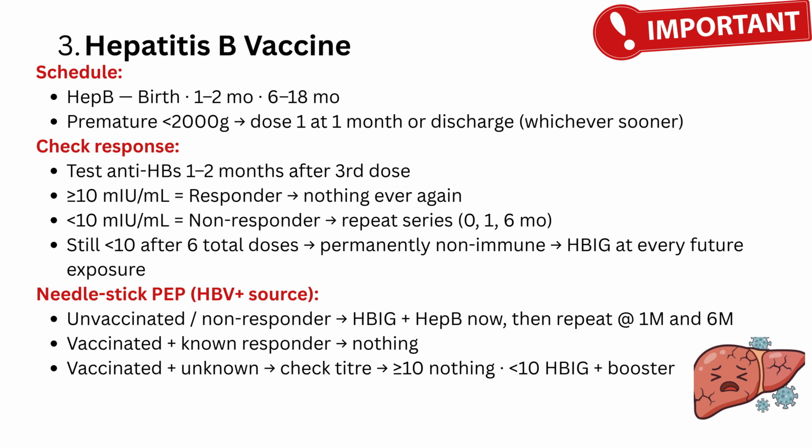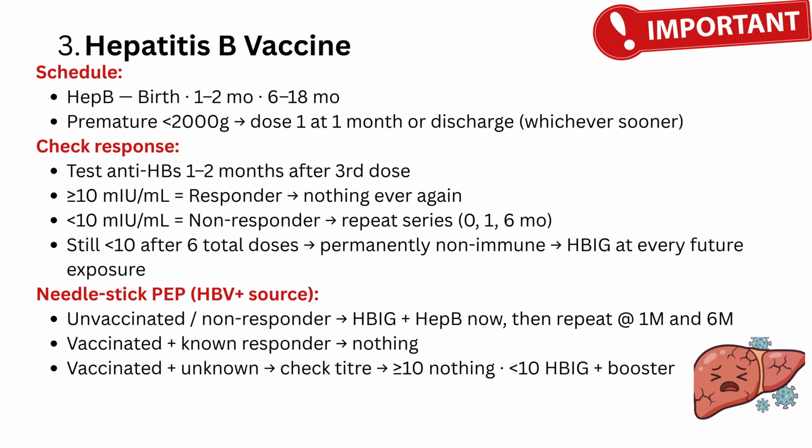If the anti-HBs level is 10 or more, the baby is considered protected, and no further action is needed. If the level is less than 10, the infant is managed as a non-responder, and further evaluation or revaccination may be required. Now coming back to general hepatitis B vaccine response. After completing the 3-dose series, we check anti-HBs 1 to 2 months after the final dose. If it is 10 or more, the person is a responder and no further testing is needed. If it is less than 10, the person is a non-responder, and the full 3-dose series is repeated. If even after 6 total doses the level remains low, the person is considered permanently non-immune, and future exposures are managed with HBIG instead of further vaccination.